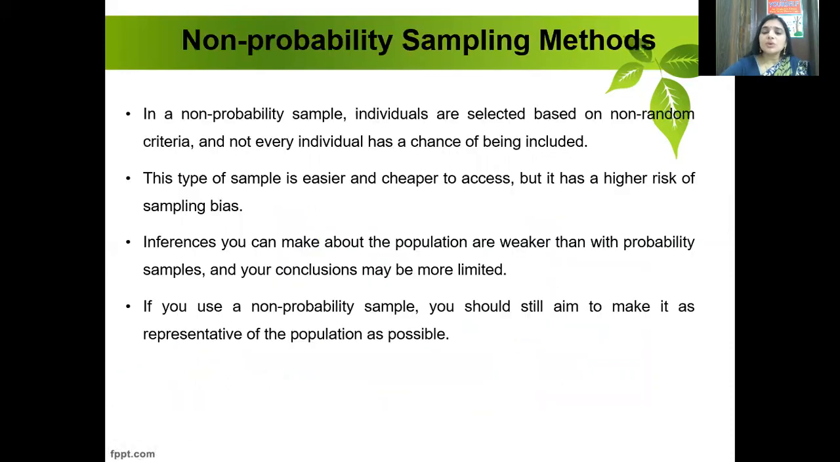Now let us have a look at non-probability sampling methods. In a non-probability sample, individuals are selected based on some non-random criteria, and not every individual has a chance of being included. This type of sample is easier and cheaper to access, but it has a higher risk of sampling bias. Inferences you can make about the population are weaker than the probability samples, and your conclusions may be more limited. If you use a non-probability sample, you should still aim to make it as representative of the population as possible.